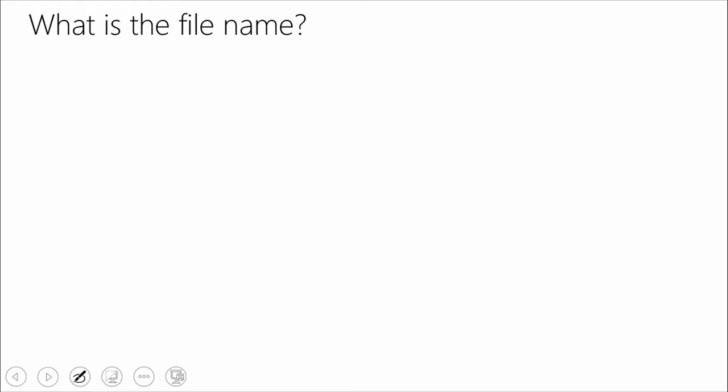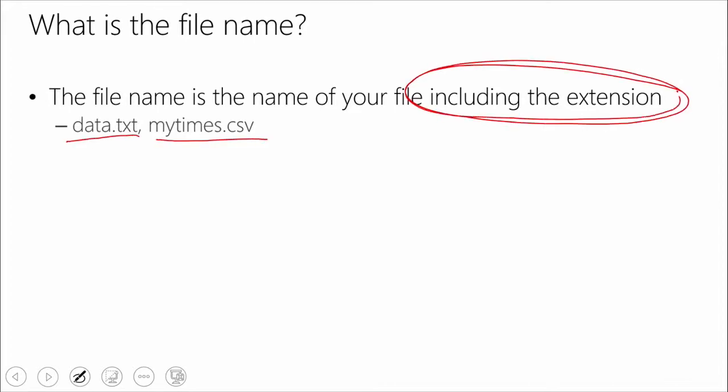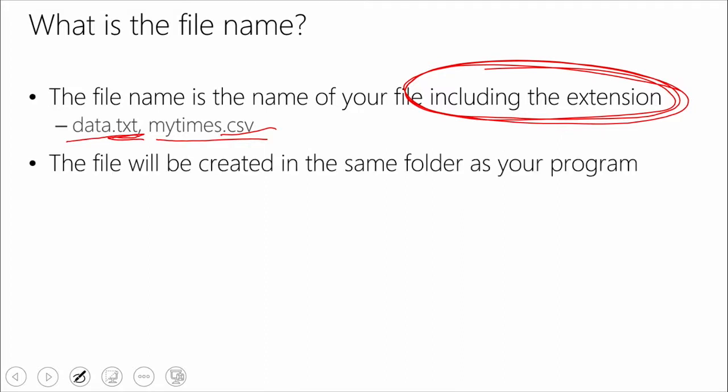Now let's start off with that file name. What is the file name? This is, of course, wherever it is that you're going to be outputting it to, including the extension. So if you want it to be CSV, specify CSV. If you want it to be a text file, specify .txt. Now, if you just specify the name of the file and you don't specify the full path, then by default, the file is going to be created in the same folder as your program.